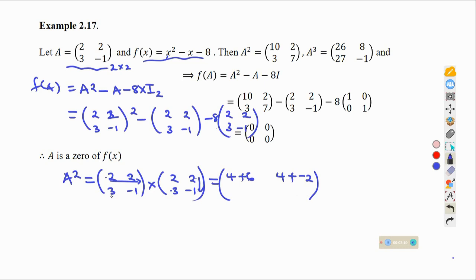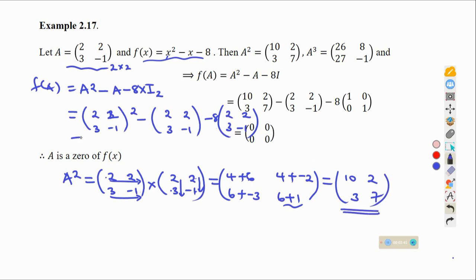Then next we shall have this row into this column. 3 times 2 is 6, -1 times 3 is -3. You have 3 times 2, which is 6, -1 times -1, +1. So basically this will give us 10, will give us 2, will give us 3, this will give us 7. So we shall have A squared as this.